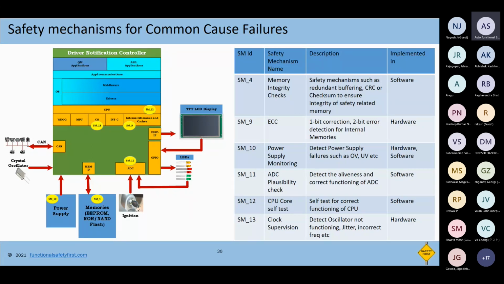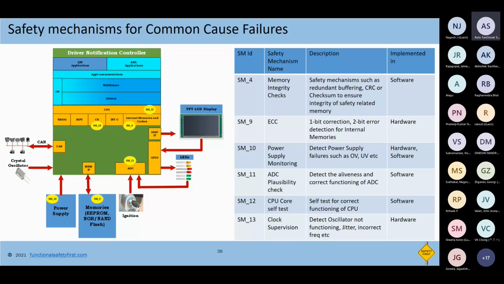And then we have the CPU on which the entire software is running. So this can be a common cause. There are so many different sources of common cause faults in the system, so here we have implemented mechanisms for them. The memory integrity checks, which we described in the memory FFI slide, would also help us mitigate common cause faults in this system, that is the SM4. Then we have considered that the system has ECC, a single bit correction and 2-bit detection for its internal memories and caches. Then for the power supply, which could be a common cause fault, there is a power supply monitoring that can detect over voltage and under voltage faults.